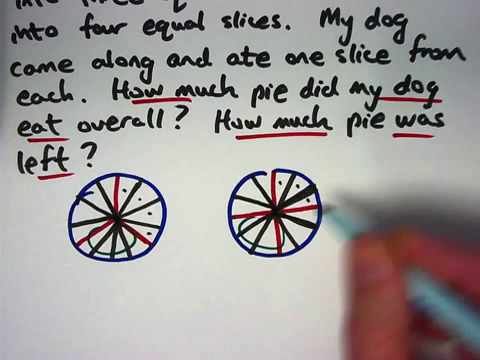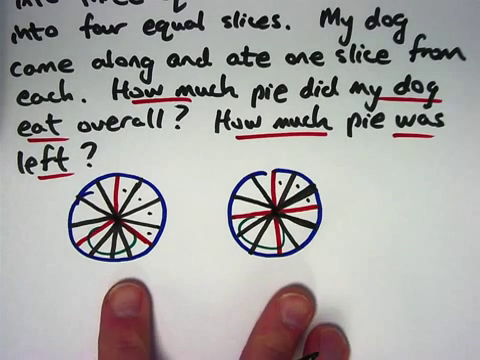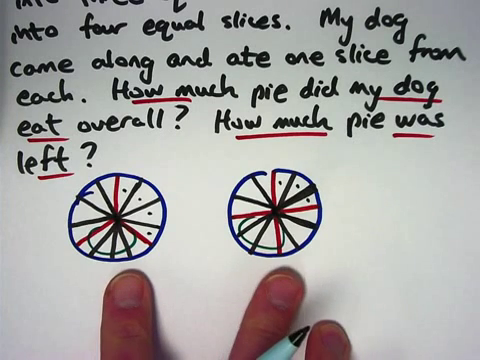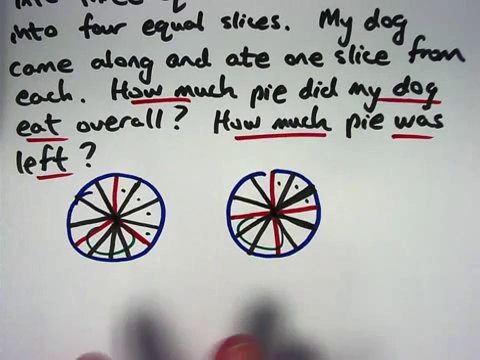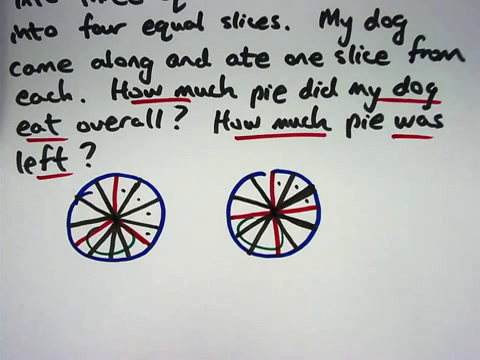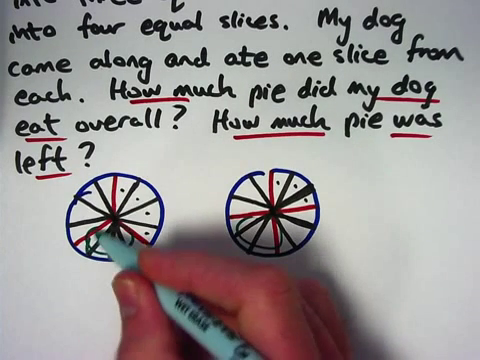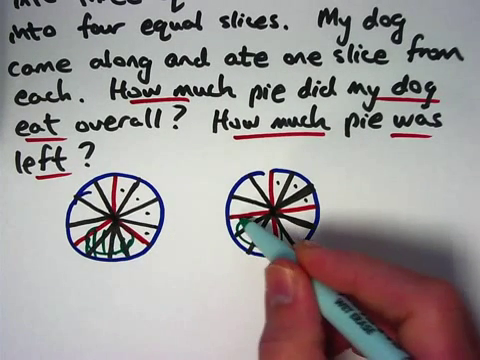And now once I've done that, each pie is split into 12 pieces, equal in size, and equal in size compared to each other as well, because the pies overall are the same size. So again, remember where the dog ate. The dog ate in here and here.